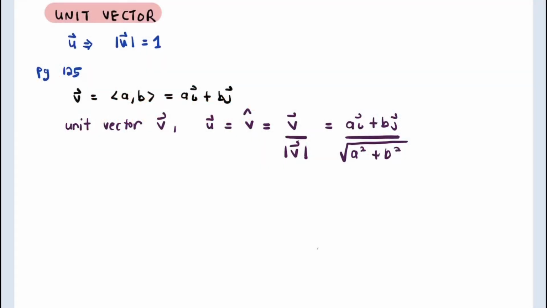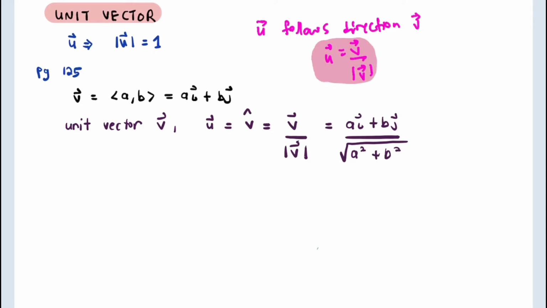So now let's go on to the topic on unit vector. A unit vector is a vector which has both magnitude and direction. For direction, a unit vector will follow the direction of another vector. And the magnitude is equal to 1. So let's say that you want to find a unit vector which follows the direction of v. The formula will be: unit vector is equal to v over magnitude v.